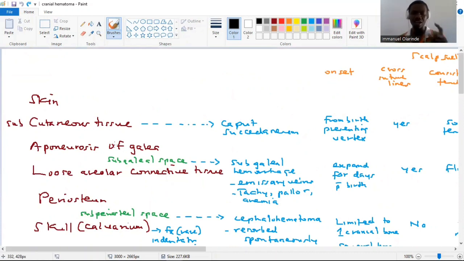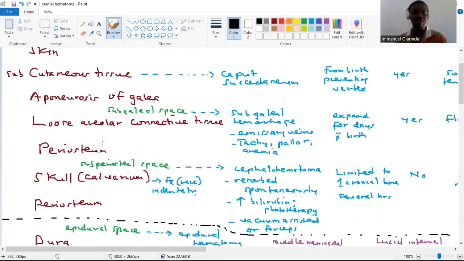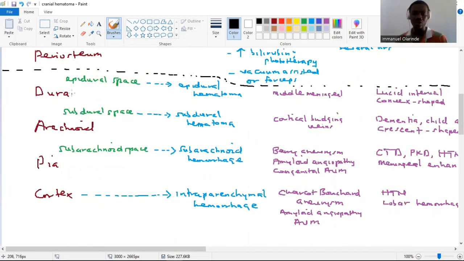From the word SCALP, you can predict the layers of the scalp. So skin, below that subcutaneous tissue, aponeurosis of Galen, loose areolar connective tissue, then the periosteum, which is covering the calvarium, and then the calvarium, the bone itself. Then we have another periosteal layer on the inside of the bone. Then we get to the meninges, which would be the dura, arachnoid, pia, and then the brain itself, the cortex.